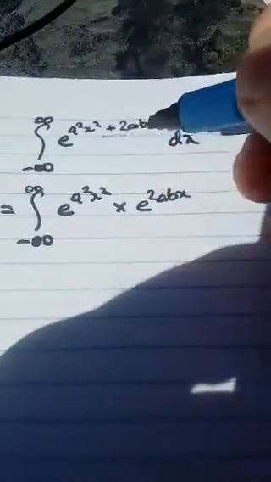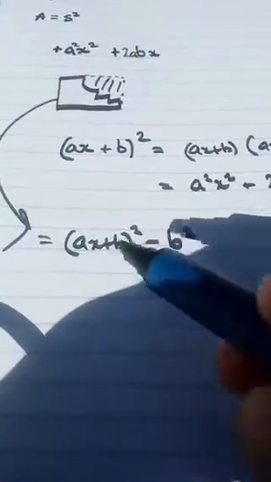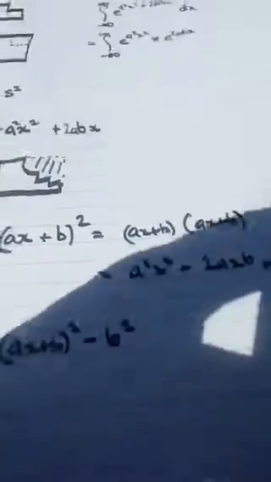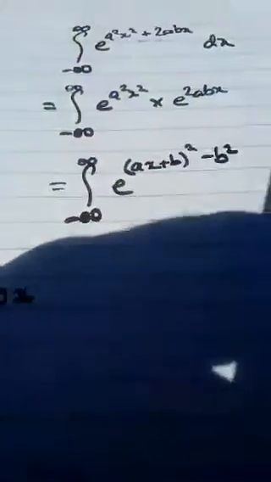So have a look, right? That, as we said, equals this. All right, so now we can say that it equals the integral from minus infinity to infinity of e to the (ax plus b) all squared minus b squared. Now, why is that easier?